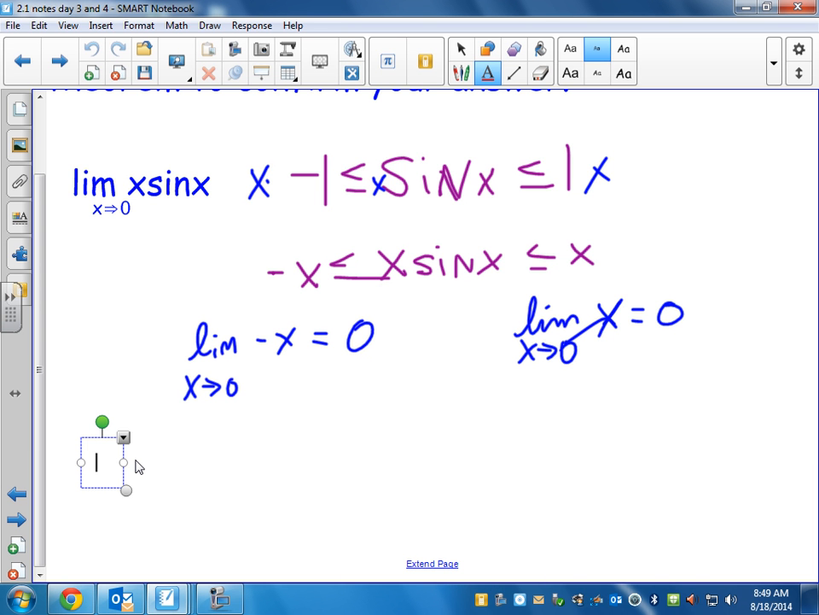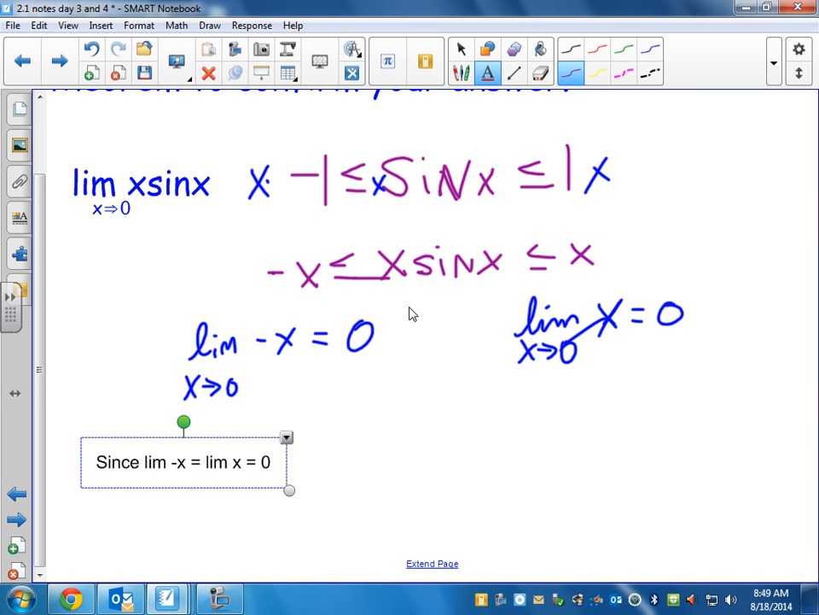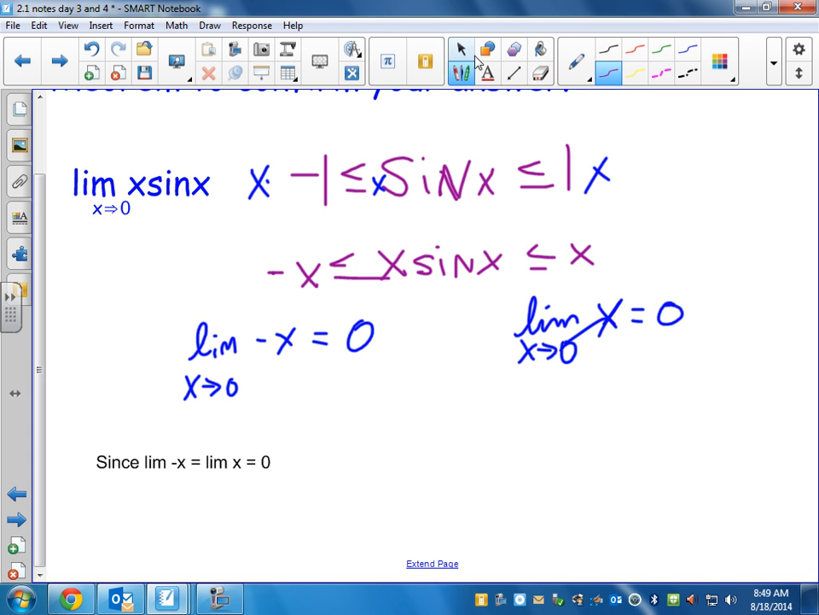Okay, so I'm going to say, since the limit, and pretend I have x approaches 0 underneath there, of negative x equals the limit as x approaches 0 of x, which equals 0, right? So since the left side limit equals the right side limit, and they both equal the same number, do you agree that that's what that says right there? You could write it out much longer. I just try to make it as short as possible.